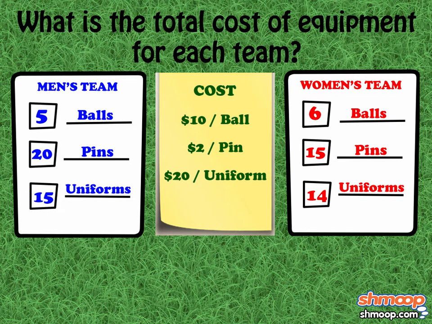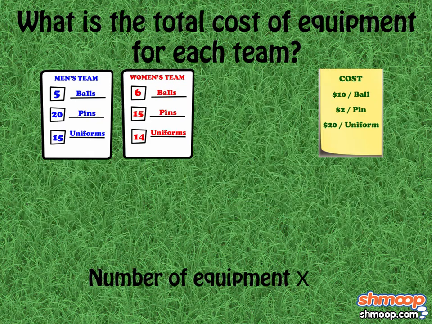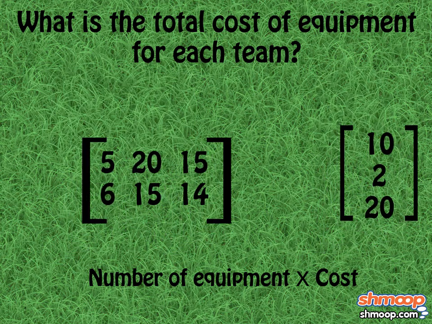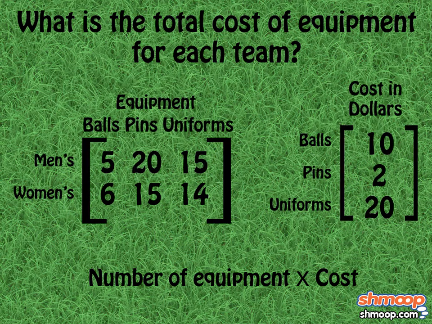Well, we know that to find the total cost for each team, we'll need to multiply the number of equipment units by the cost. Remember that if we're going to perform operations with our data, we should put our data in matrix format, with equipment numbers in one matrix and costs in another matrix.